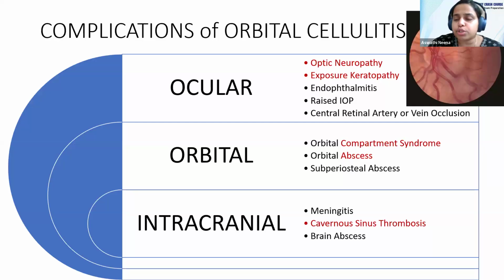So why is it so important to know about orbital cellulitis? Because it's associated with dreaded complications like cavernous sinus thrombosis, orbital complications like abscess and orbital compartment syndrome, and ocular complications like optic neuropathy, exposure keratopathy, and even arterial or venous occlusions. That is where your dilated fundus examination becomes important in a case of orbital cellulitis.